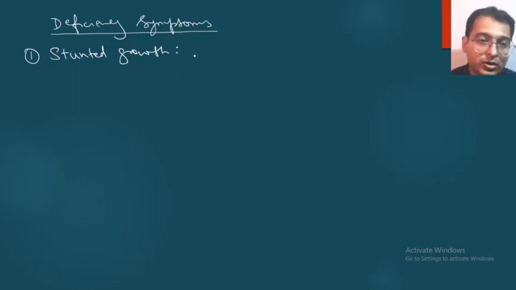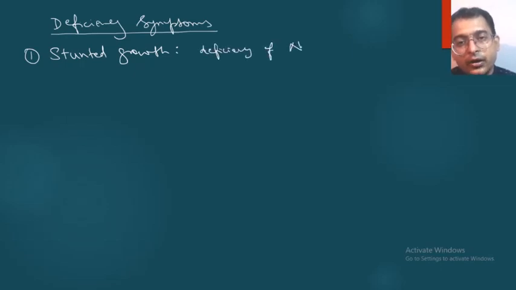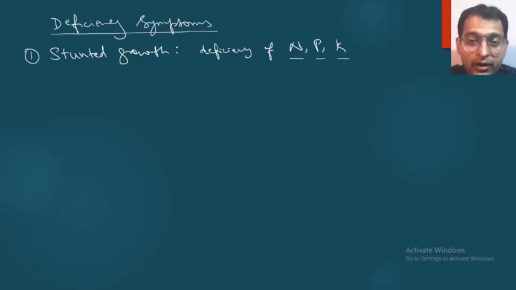So why is it happening? It is caused due to the deficiency of NPK, that is nitrogen, phosphorus, potassium. If a farmer in the field sees that his crops are not growing very well, then what can he add? He can add the NPK fertilizer, which is nothing but nitrogen, phosphorus and potassium. Once it is added, the plant will start growing very well.